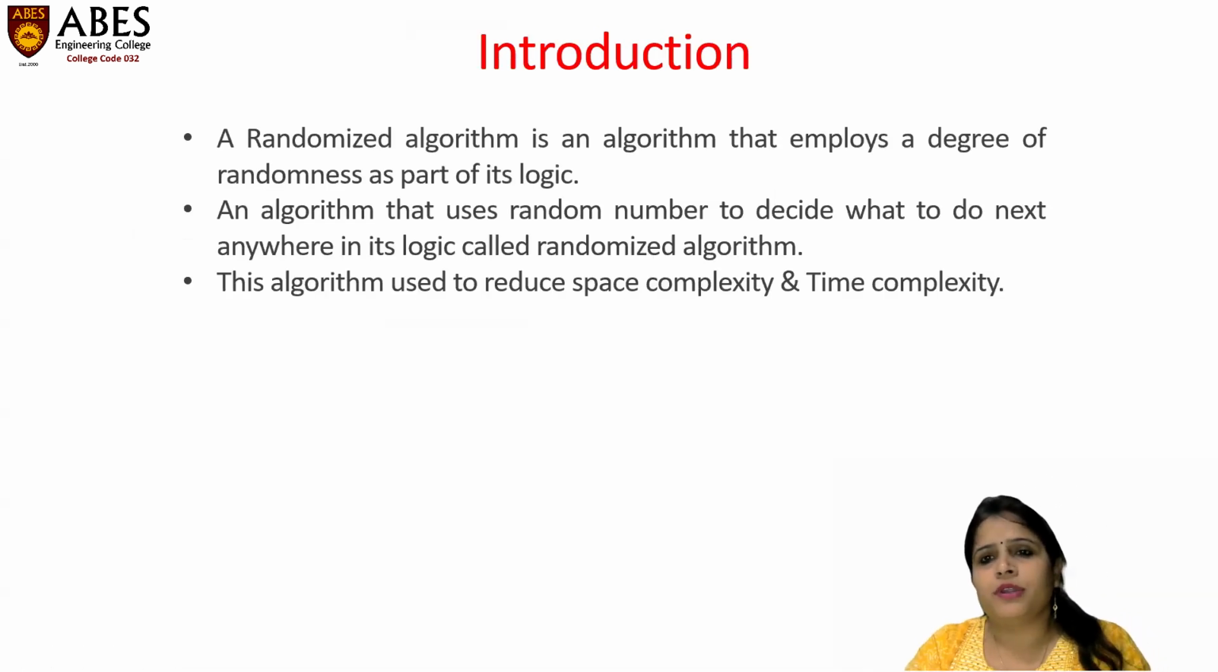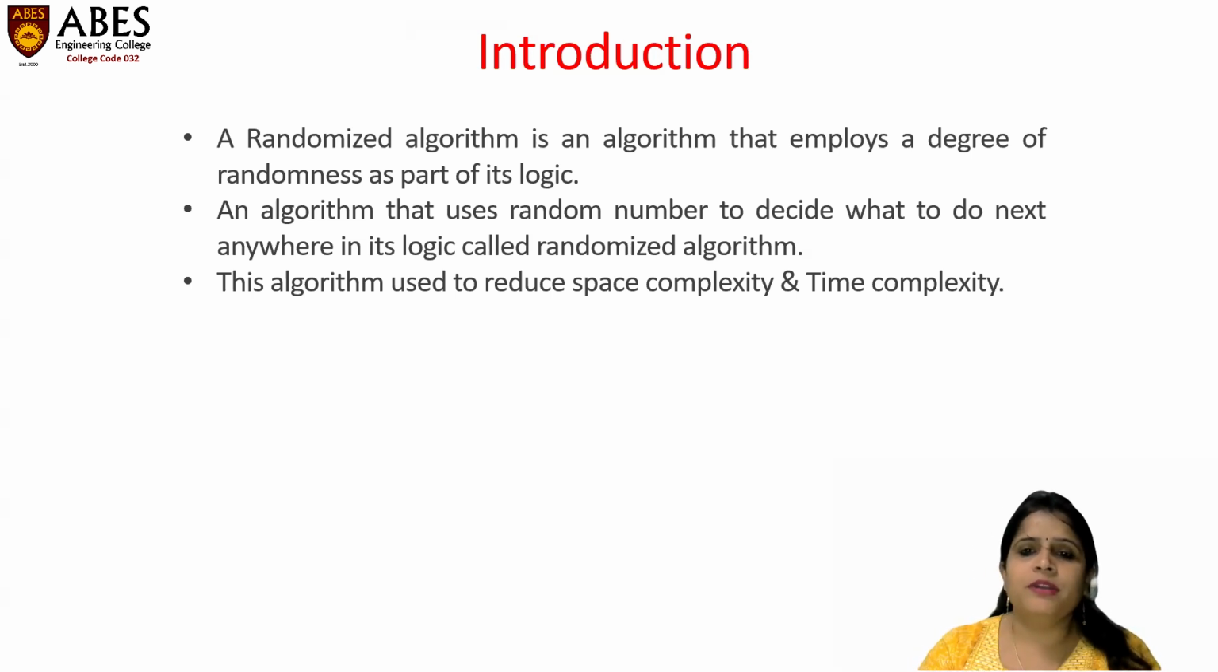What is a randomized algorithm? A randomized algorithm is an algorithm that employs a degree of randomness as part of its logic. So basically in that algorithm, we use a random number to decide what to do next anywhere in its logic, that is called a randomized algorithm. Randomized algorithm is a concept which is basically used to improve the time complexity and space complexity of an existing algorithm. Right? It is also related to the deterministic algorithm.